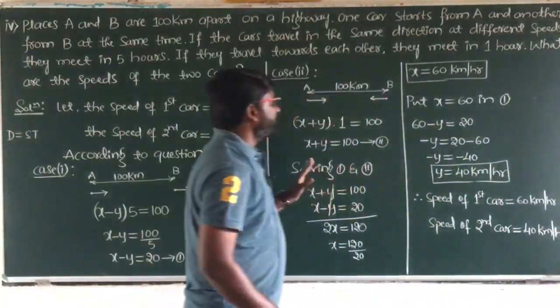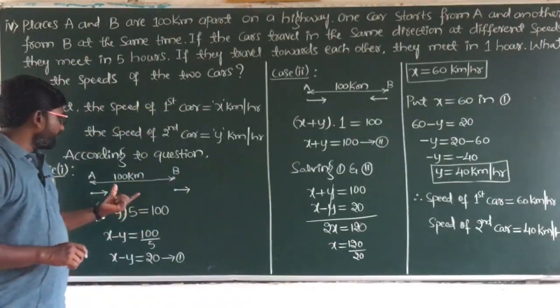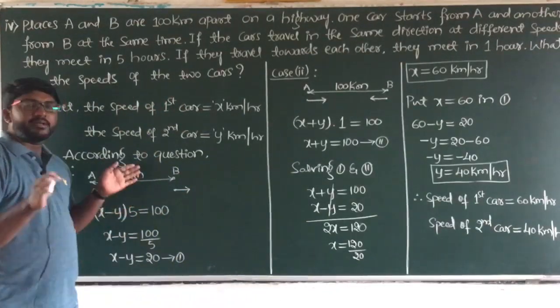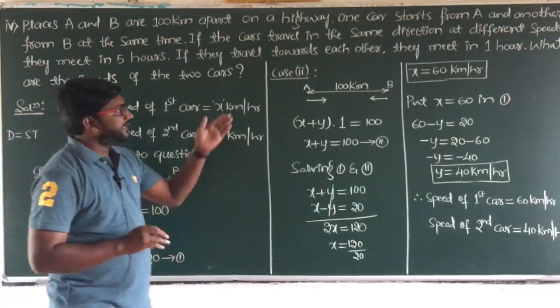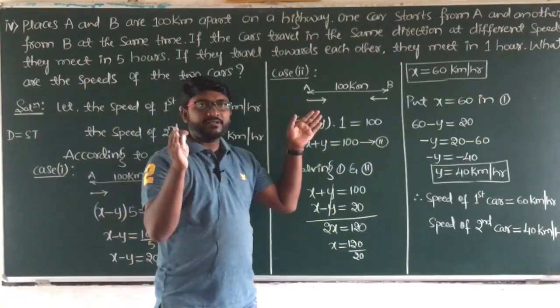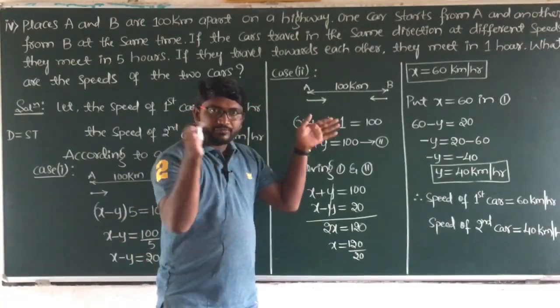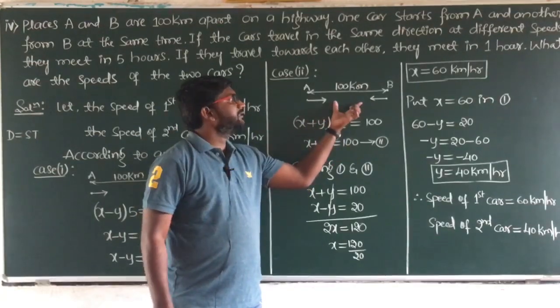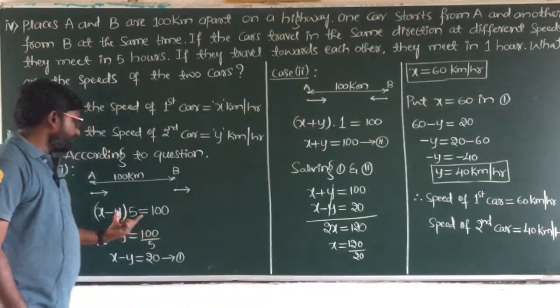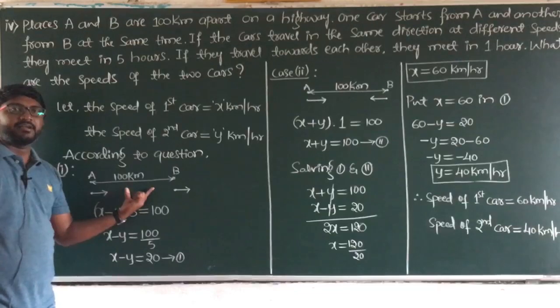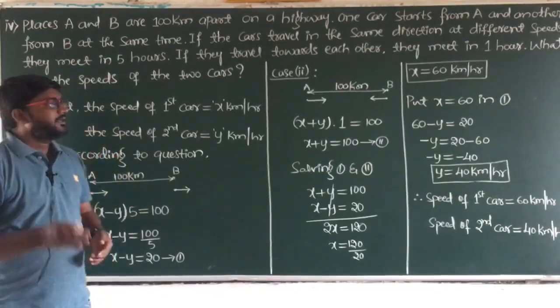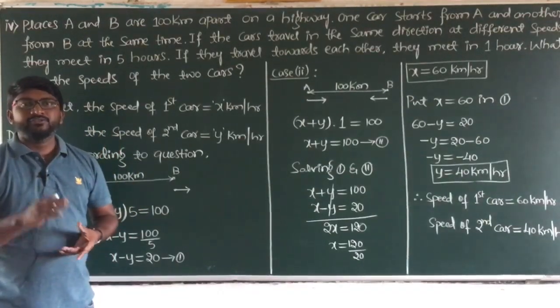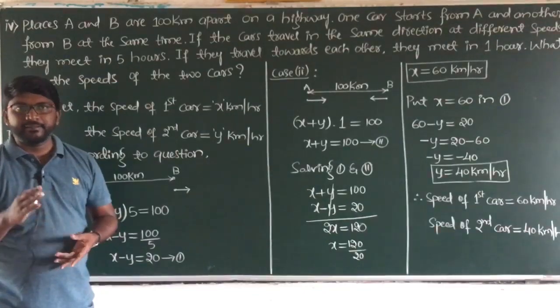In this problem, the main thing is we have to concentrate on the relative speeds when the cars are moving in the same direction, and the relative speeds when they are moving towards each other. In one case it is x plus y, in the other case the relative speed is x minus y. So this is all about the fourth one. Take the fifth one as an assignment. With this we have completed exercise 3.5.